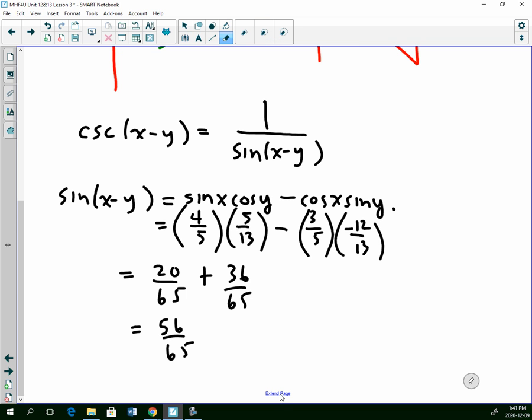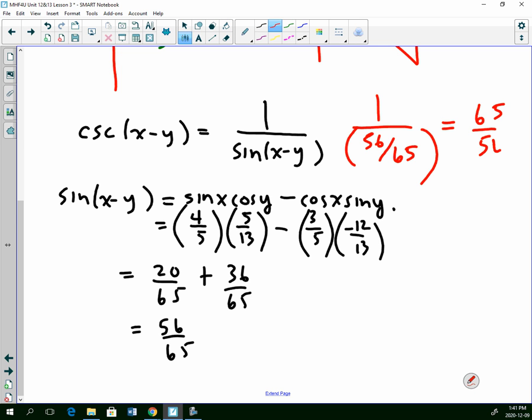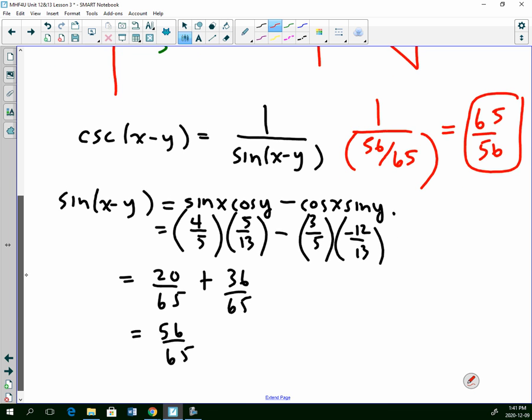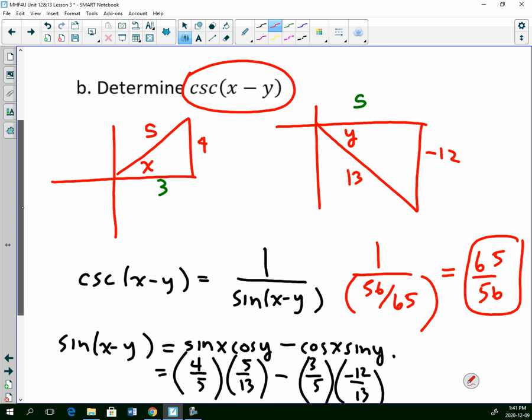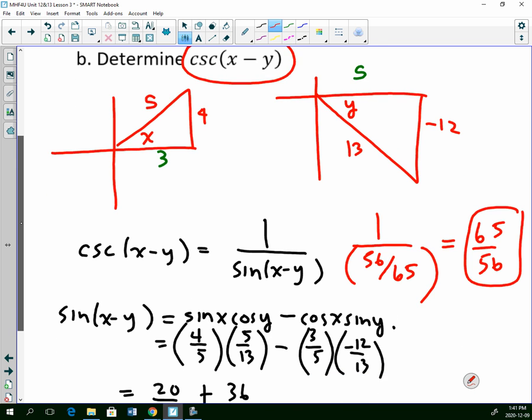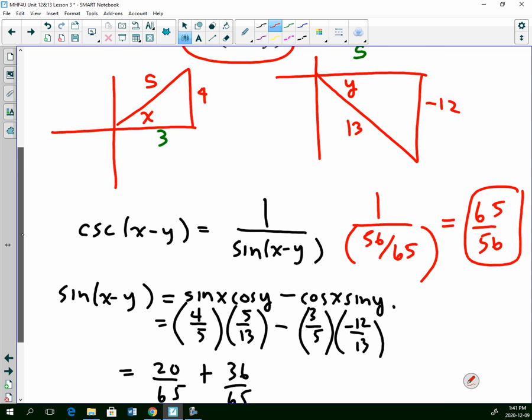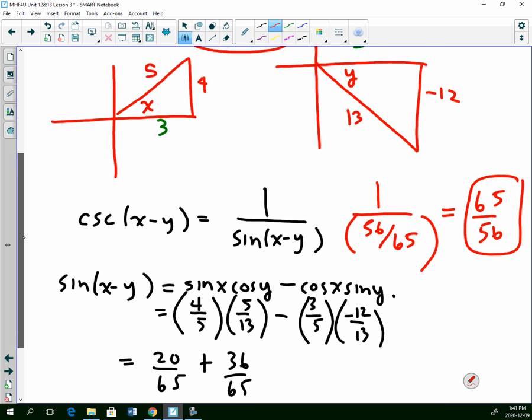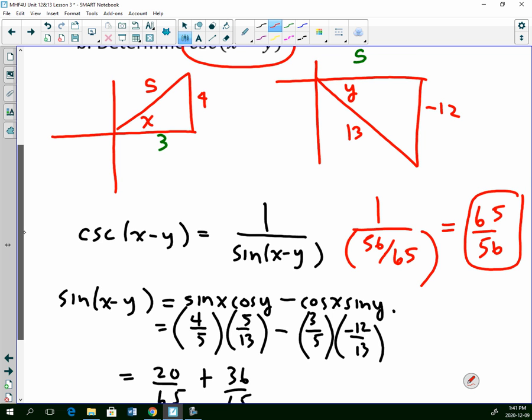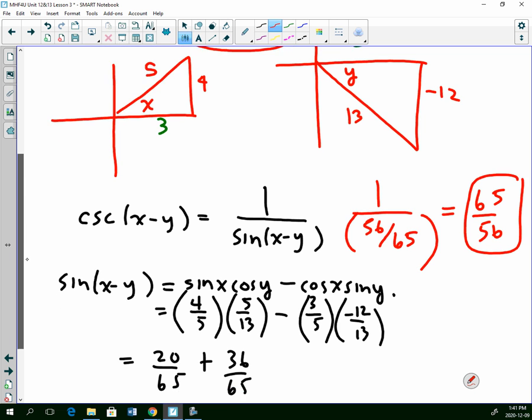But remember that this was sine. So we'll substitute this in here. And then 1 divided by that would be just the reciprocal. Make sure I put these in here correctly. I just feel like the answer is different, but maybe it's not. All right, so sine is 4 over 5. Cosine y is 5 over 13. Cosine x is 3 over 5, and sine y is negative. Okay, so all looks correct.